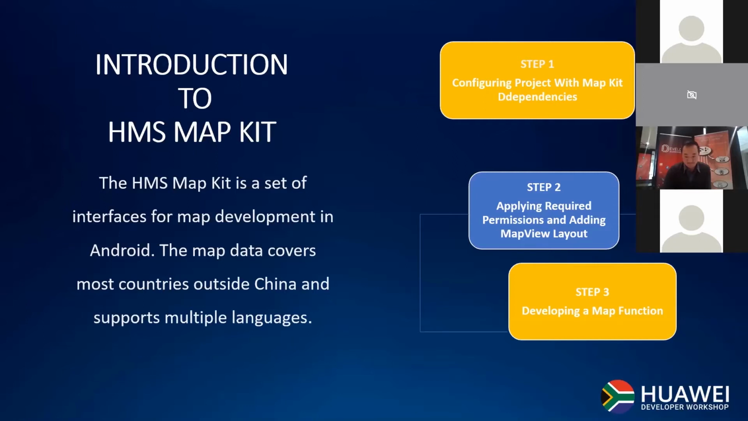The Map Kit integration can be broken down into 3 steps. Step 1, configuring the project with MapKit dependencies. Step 2, applying the required permissions and adding the map view to your layout. Step 3, developing a map function.